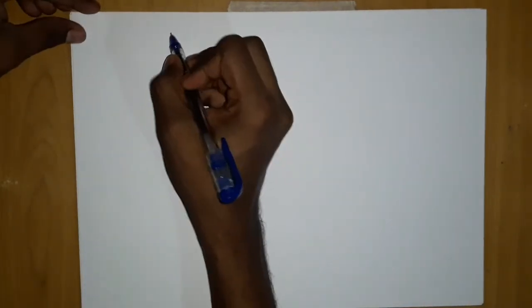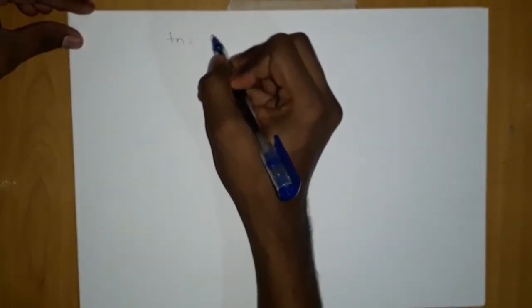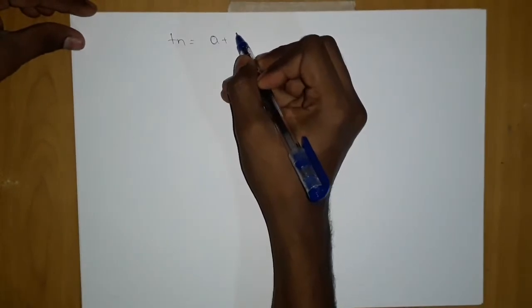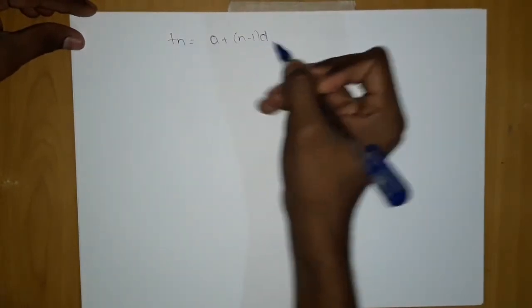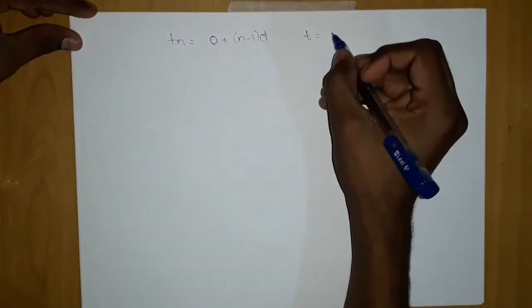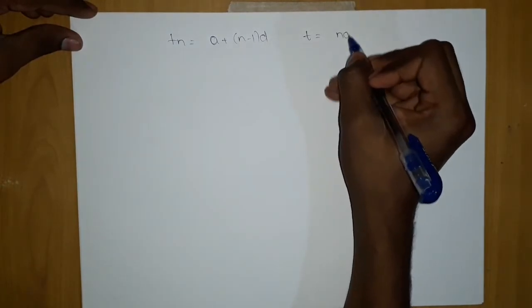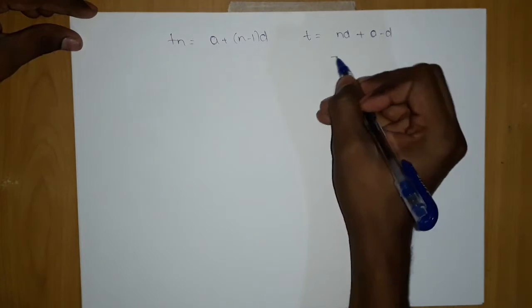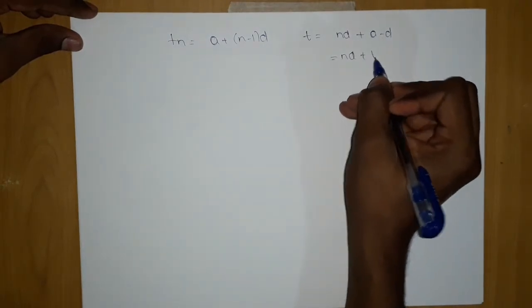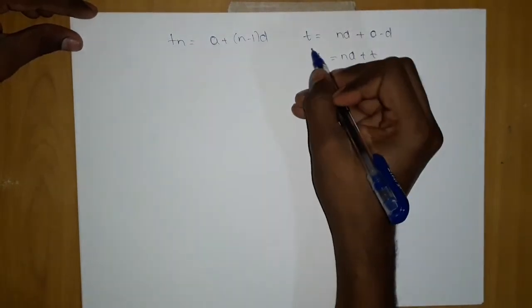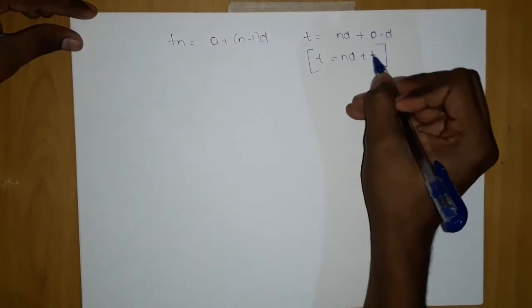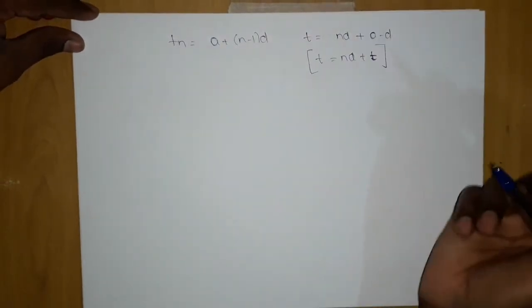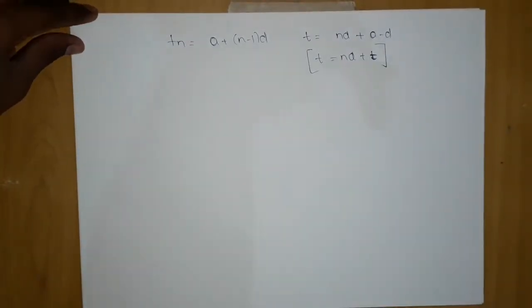Now let's move on to some things which you should know in AP. Tn you should know, which you have already studied in class 10th: a plus (n minus 1) d. How do you find Tn fast? Using this method, which is nd plus a minus d, which you can summarize as nd plus t. This will reduce your calculation. If you memorize this, you will be easily able to find Tn. I have told about this thing earlier.